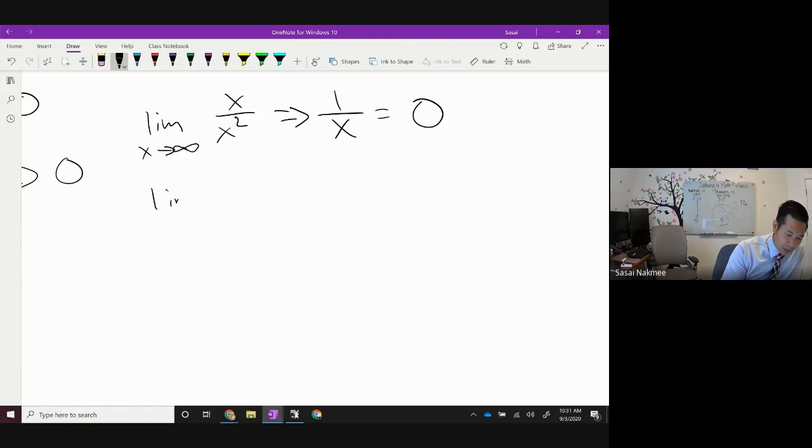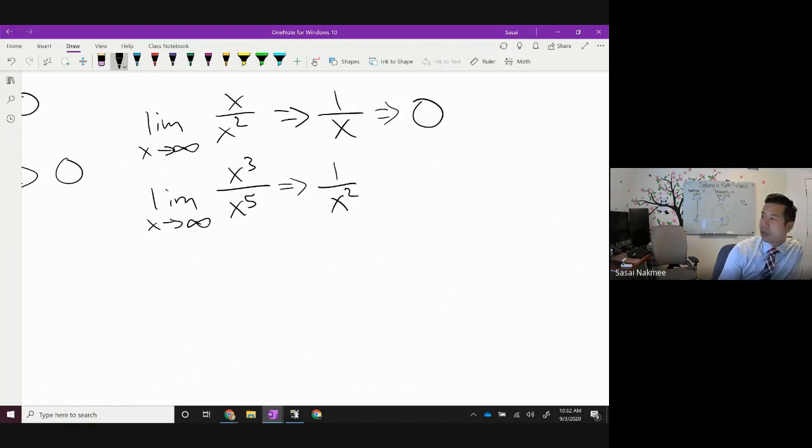Or if you wanted to, let's say I had the limit as x goes towards infinity of x to the third over x to the fifth, right? Well, this one, same thing. If you simplify it, it becomes 1 over x squared. But again, I should say that equals 0. Again, as it goes off towards infinity, 1 over x squared is the same thing as 1 over infinity squared, or in other words, just 1 over infinity because it's going off towards infinity. I would still say that this is also approaching 0.